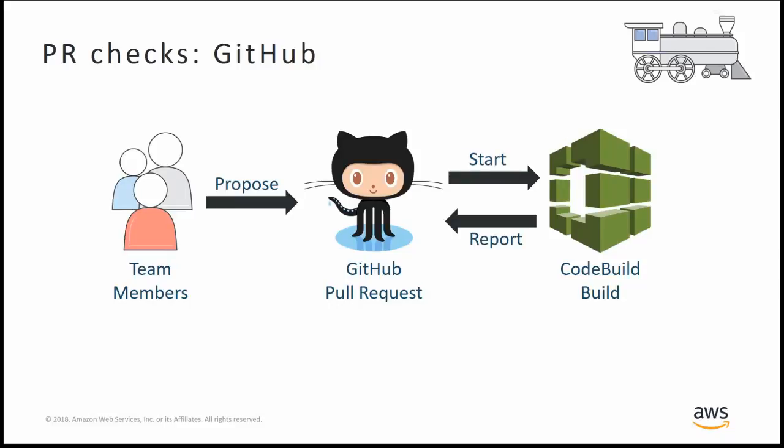So let's quickly look at what this looks like on GitHub. A team member is going to propose the same change to GitHub pull request. Through the webhooks integration, that's going to start a code build, and then the status of that build will be reported back to GitHub.